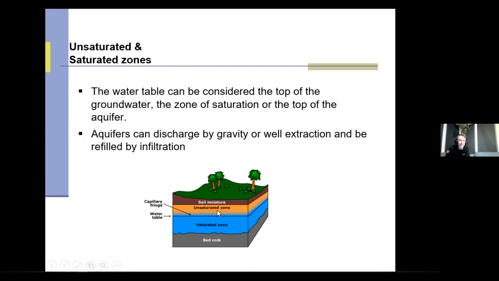So in this picture here, this unsaturated zone is basically the zone that the water percolates through to meet the water table, or what we're going to call the saturated zone. The saturated zone is a fancy way of saying your aquifer. That's where the water is. So if I'm putting a well in here, I better make sure I'm in the saturated zone, because that is the aquifer itself. The unsaturated zone is the length the water has to travel to get into the saturated zone.